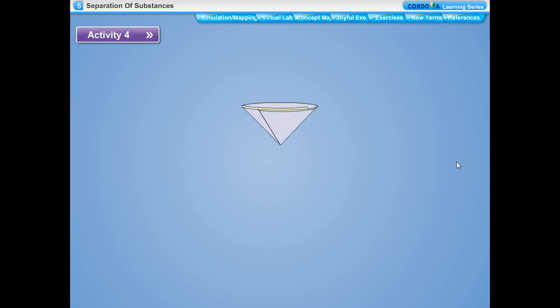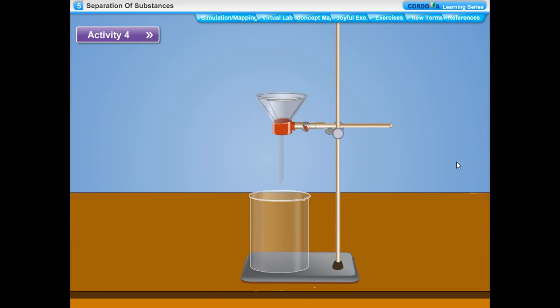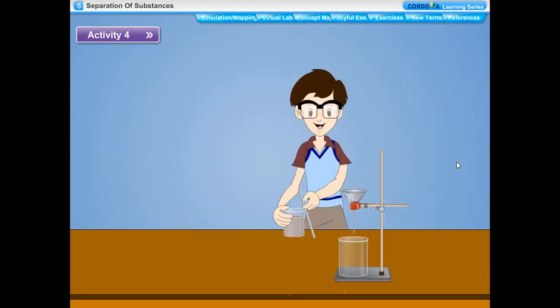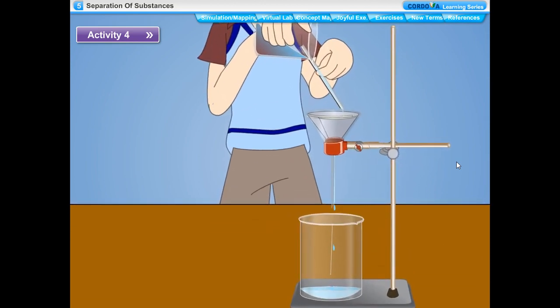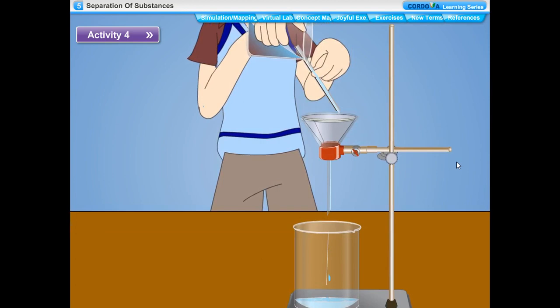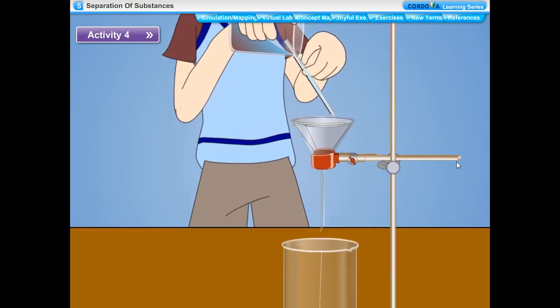Place this filter paper cone in a funnel. Now, clamp the funnel containing the filter paper on an iron stand. Keep an empty beaker below the funnel. Pour the muddy water slowly into the cone using a glass rod. The clear water passes through the filter paper and collects in the beaker kept below the funnel. The clear liquid obtained is called filtrate.